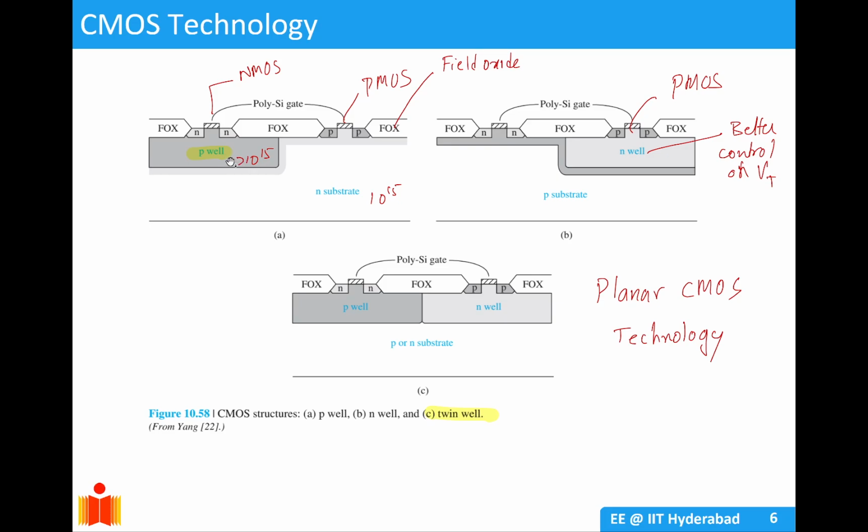And by working opposite to each other, they act as inverters, which form the basis of all the digital operations.